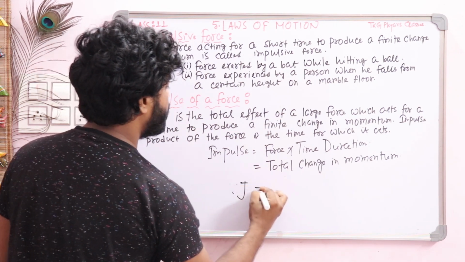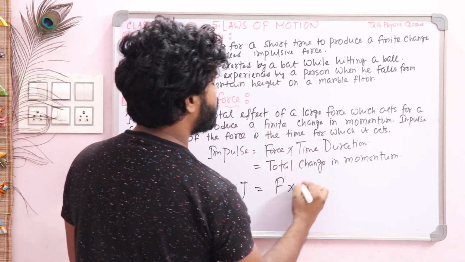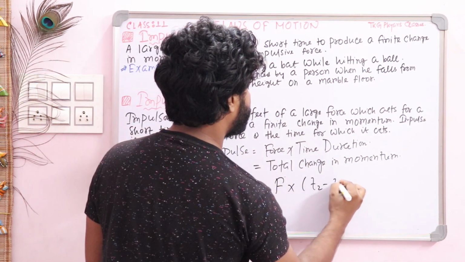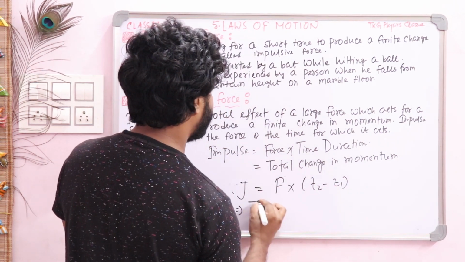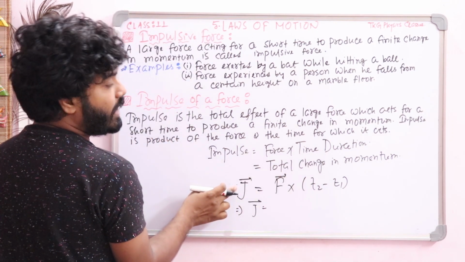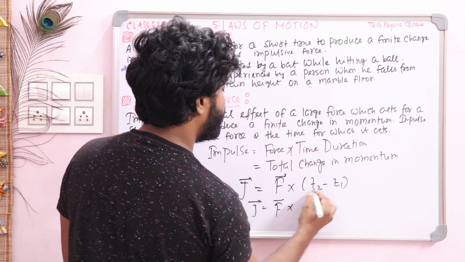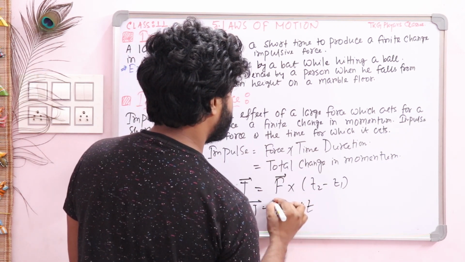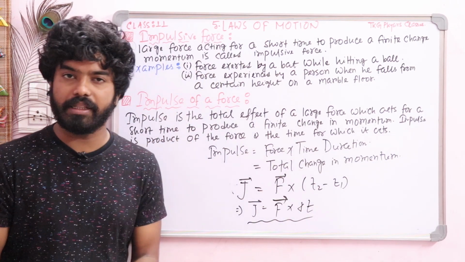Denoted by symbol J, and there is force F and time interval, suppose T2 minus T1, which is named as del T. J vector, you write it here in vector form. Impulse is a vector quantity, force is a vector F, and T2 minus T1 is del T. Okay, so this is the expression of impulse.